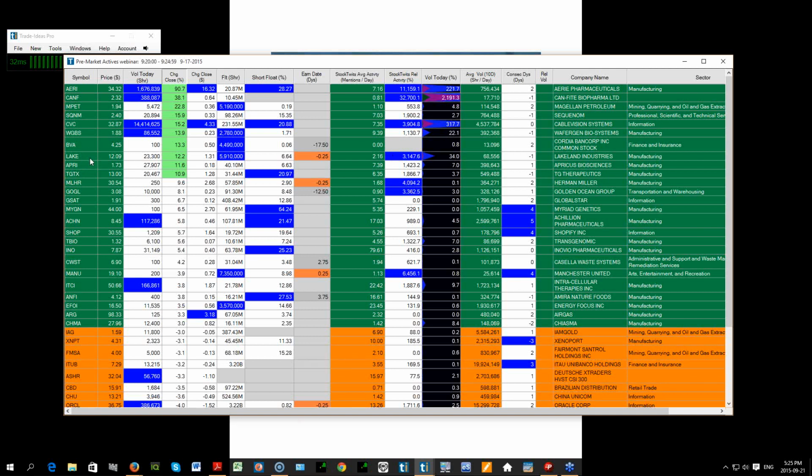Lake, which I think got up to $16 today, was a bit of a tell over three days. It started to get really active. It traded 34% of what it normally trades for the entire day in the pre-market. These are very, very telling statistics.